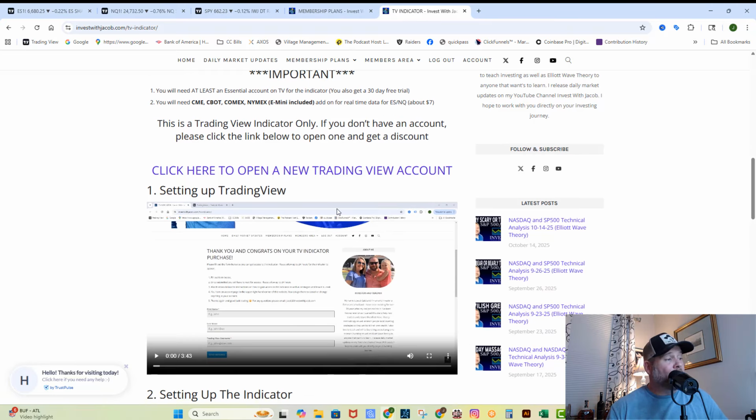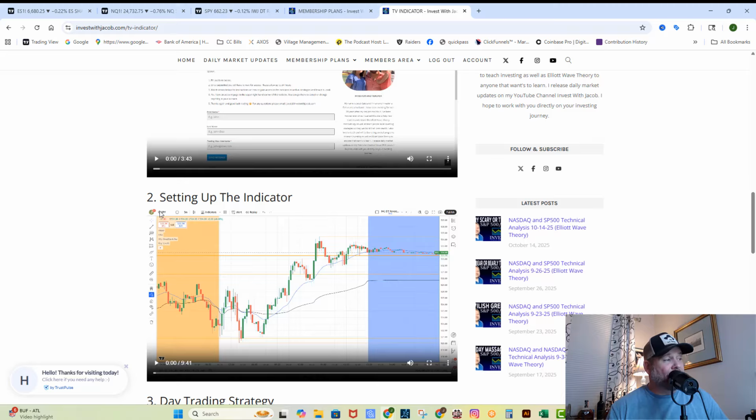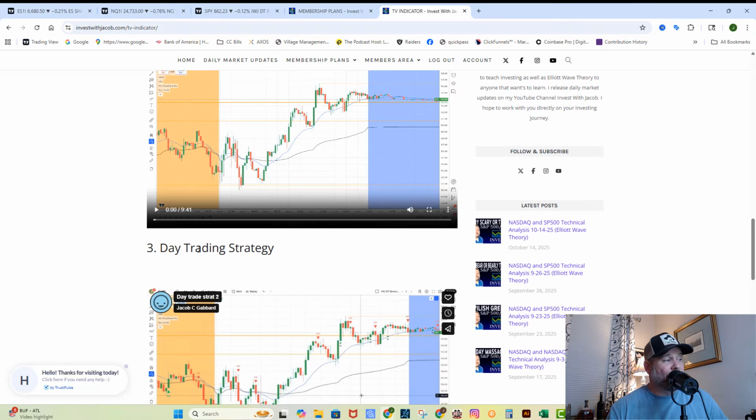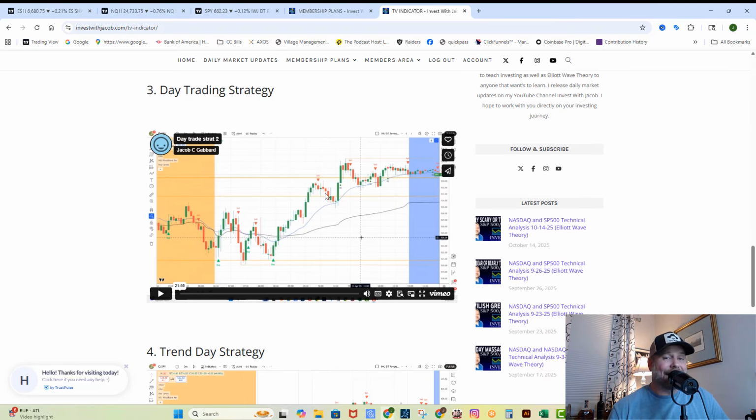So anyway, we tell you how to set it up in TradingView. We tell you how to set up the indicator. We tell you how to use our day trading strategy exactly as we use it.